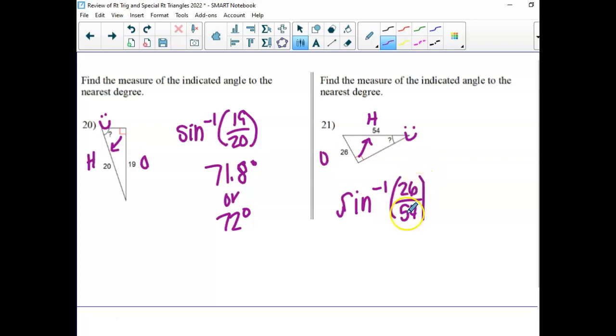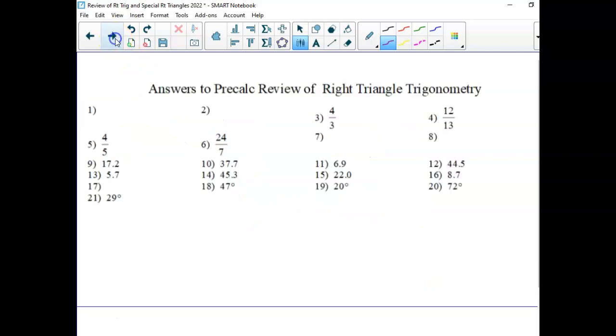Yeah, 28.8. Or 29 degrees, depending how you round. All right.